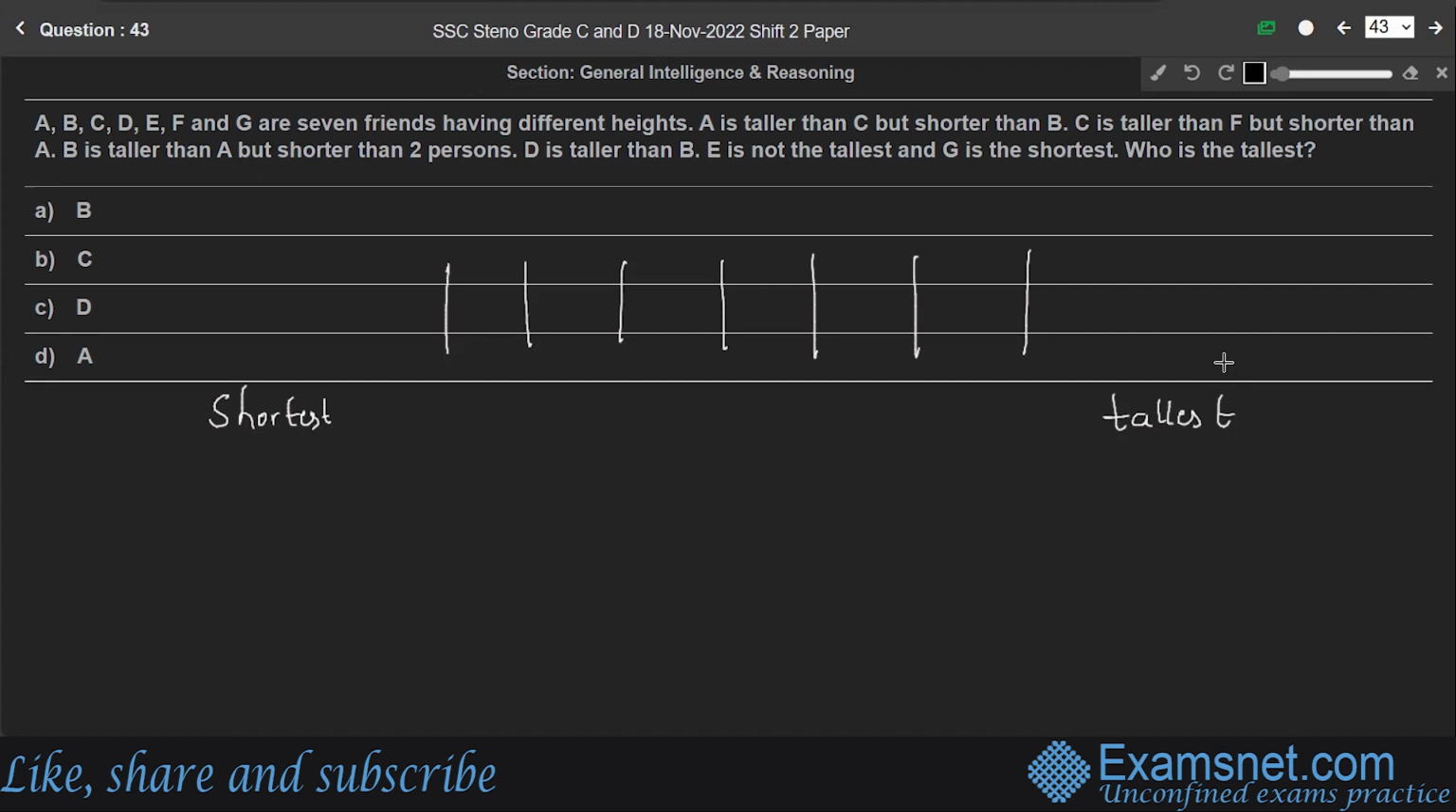Right? So it is given that G is the shortest person. Therefore, the first person is G here. Secondly, B is taller than A but shorter than 2 persons. Therefore, B is the 5th person. And he is shorter than 2 more persons, the 6th and 7th persons. So second, third, fourth. And B is taller than A, so we can consider person A here.